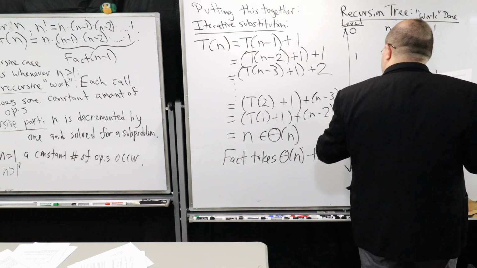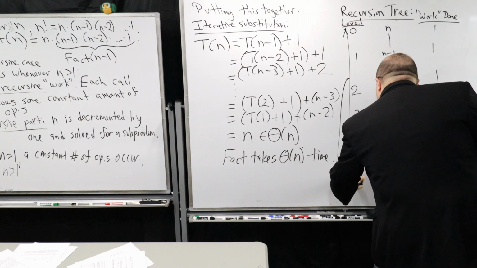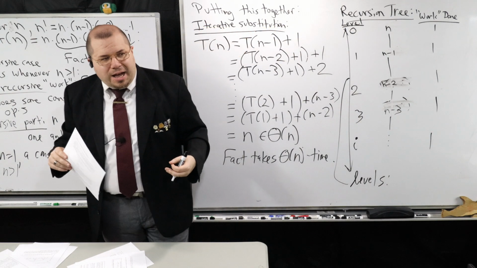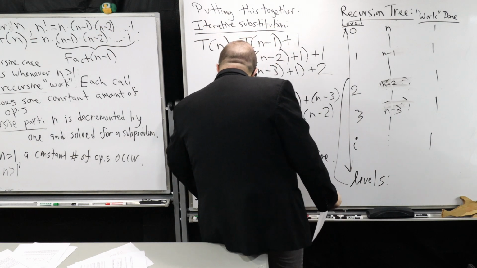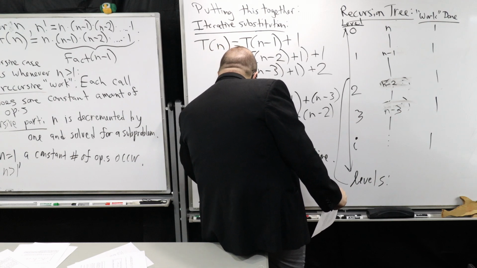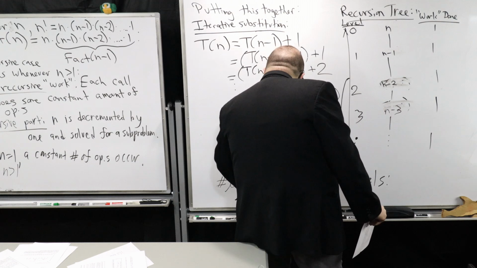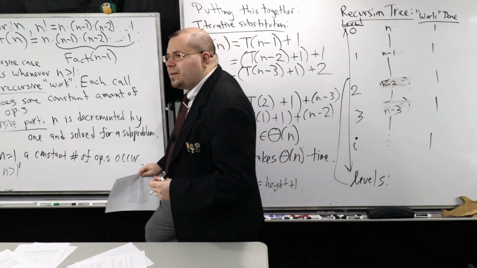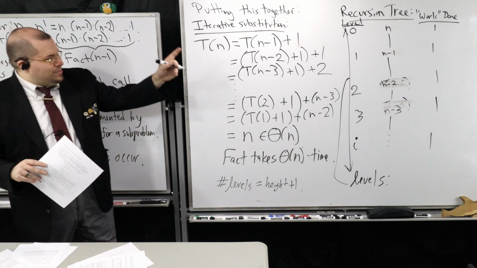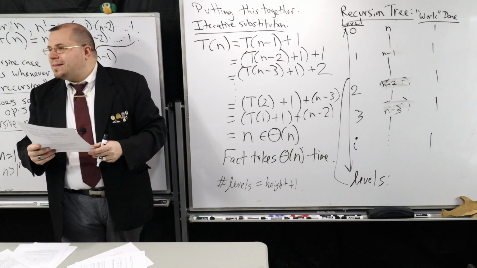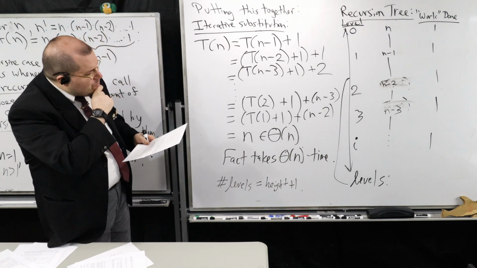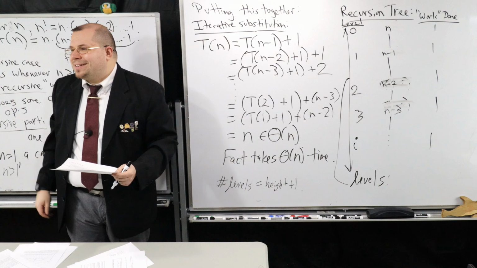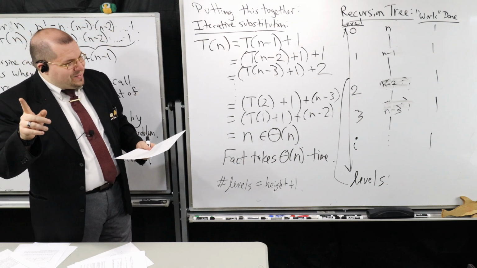So how many levels are there for this tree? Remember that the number of levels is equal to the height of the tree plus 1. So how many levels are there if I keep going through this process? Because you know eventually I'm going to hit it when the input is just 1, right? Well, it's very close. It's very close.